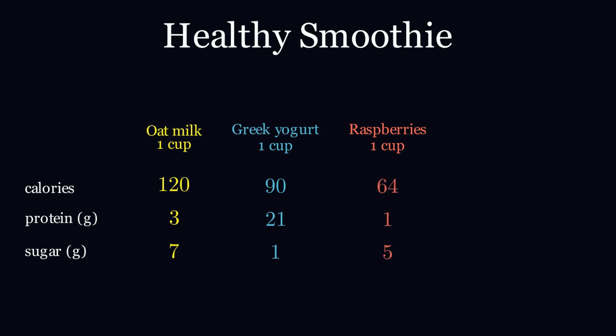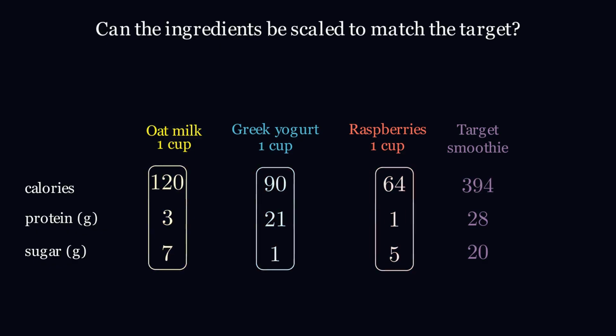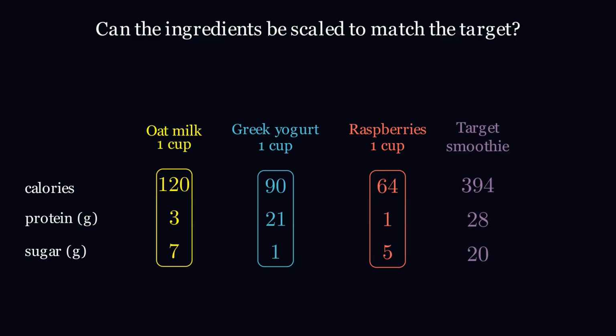Now, imagine you have a target smoothie in mind. You want 394 calories, 28 grams of protein, and 20 grams of sugar. Here is the question: can we choose amounts of these ingredients to hit that target? Not necessarily 1 cup each, maybe 2 cups of one ingredient, half a cup of another, and so on.